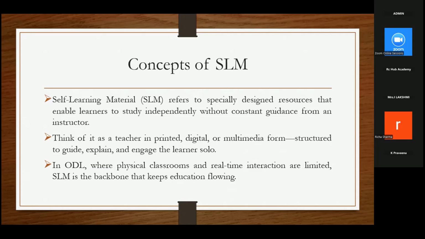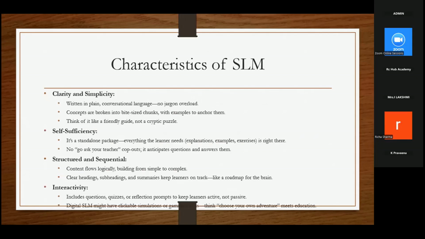And there is no physical interaction. That's what is very important, and we can go with an education flow. So this is also the concept of SLM. Now we come to characteristics. The concept is entirely different from the characteristics. What are the characteristics here? How the material should be, and what characteristics the self-learning material should consist of.